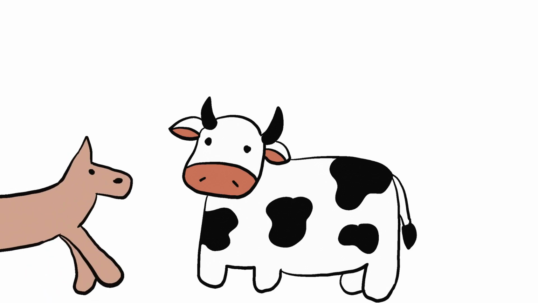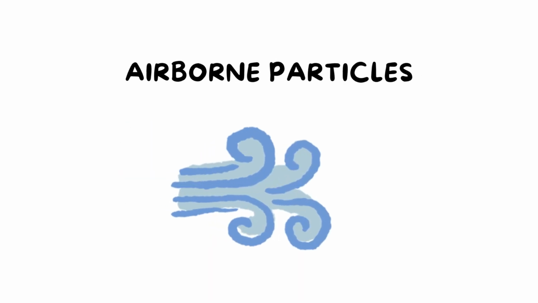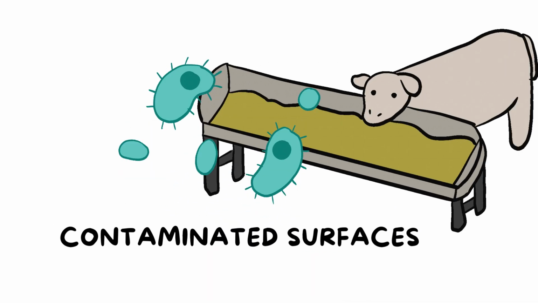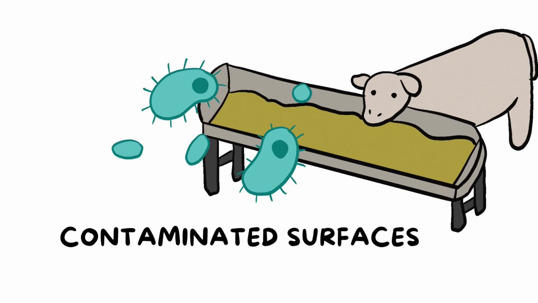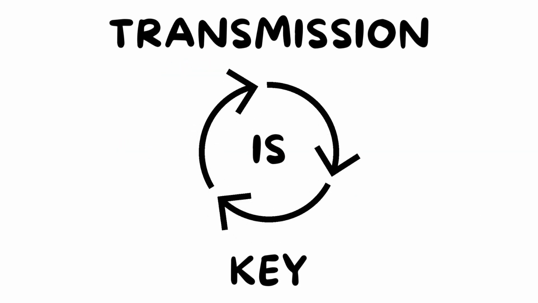T stands for transmission. This is the mechanism by which the outbreak spreads. Whether through direct contact, airborne particles, or contaminated surfaces, understanding transmission is key to controlling an outbreak.